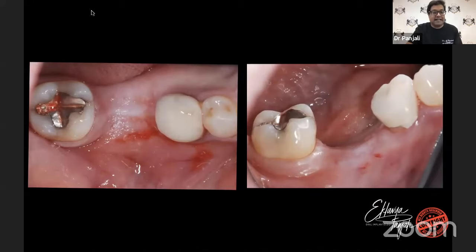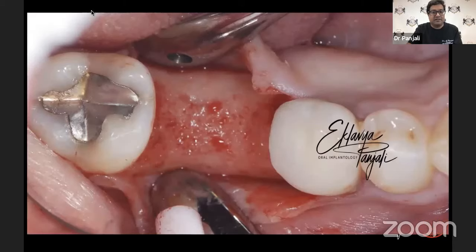Now let's look at this case. Here we have a case. It seems like there's a dehiscence on the facial. We reflect the flap, and you can see this is a full thickness flap. This is how your bone should look. There should be no remnants, no torn periosteum anywhere.